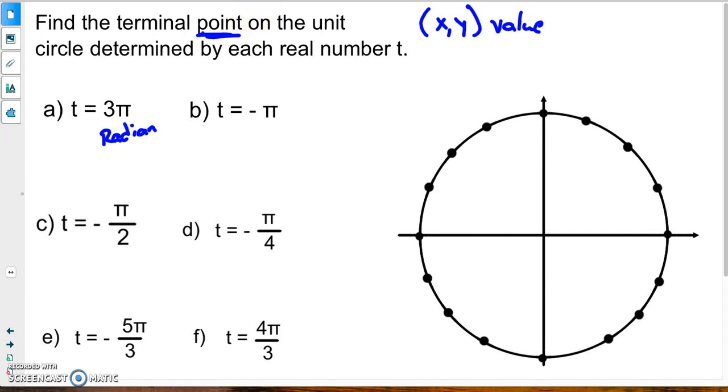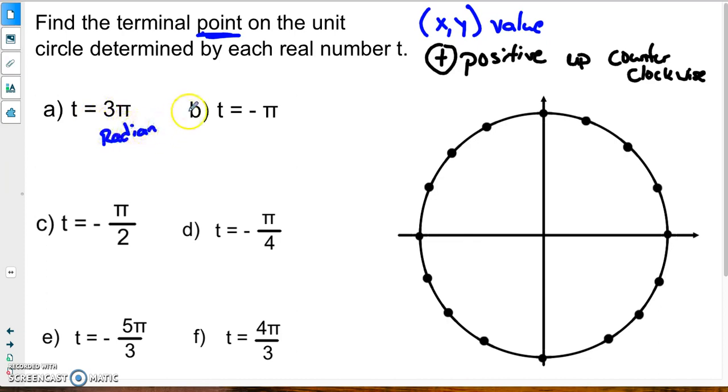If the value that is given to you is positive, all right, you are going to start going up in your movement. You're going to start counterclockwise. Okay, so this first one will be, we're going to start going up.